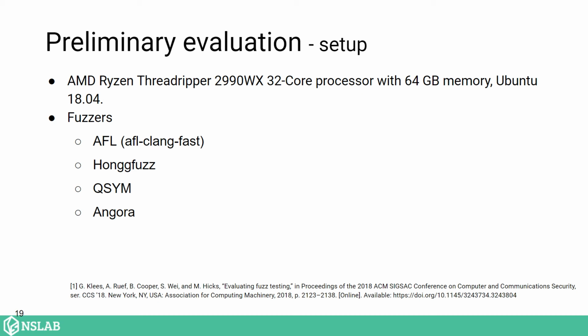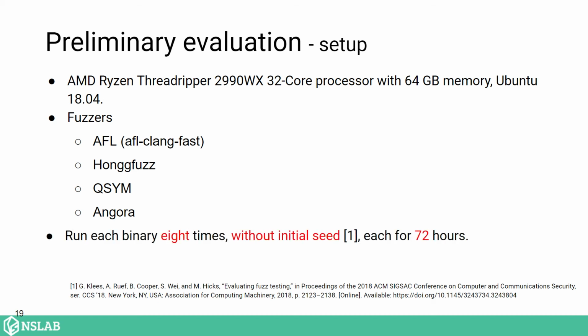AFL and HonggFuzz, same as libFuzzer, are adopted by OSS-Fuzz project. QSYM and Angora are 2 state-of-the-art fuzzers in 2019. All of the fuzzers we list here, including our icLibFuzzer, use the 2019 version.